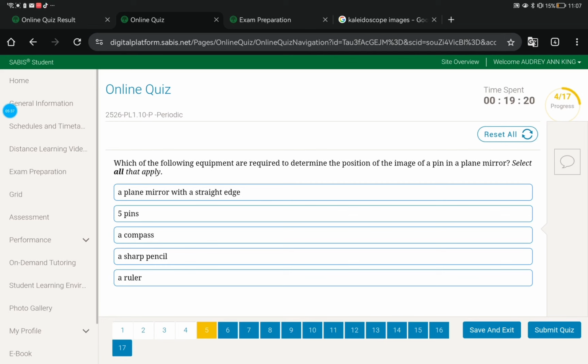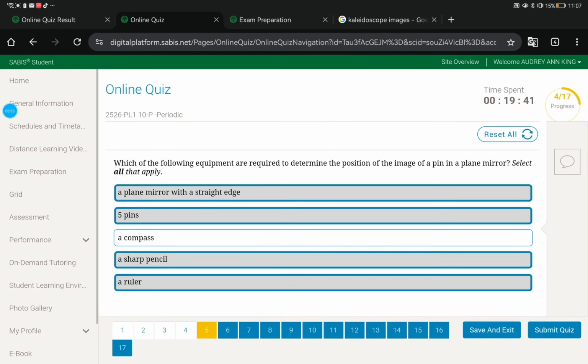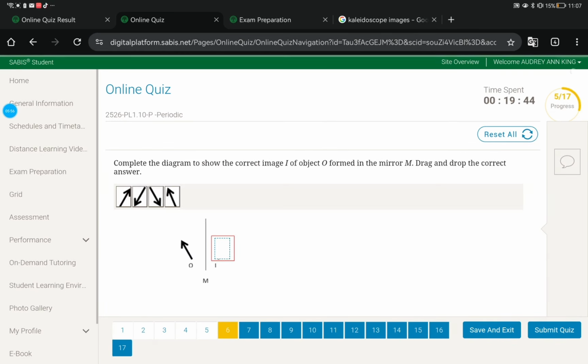Which of the following equipment are required to determine the position of the image of a pin in a plane mirror? This one, guys, it's really important that you learn the verifying of reflection. You're going to need a plane mirror with a straight edge, 5 pins, a sharp pencil, and a ruler. You just have to learn it. Complete the diagram to show the correct image I of object O formed in the plane mirror M. If it's a mirror, that means it's going to reflect. So it's just going to be the same thing, just going in the opposite direction because it is laterally inverted.